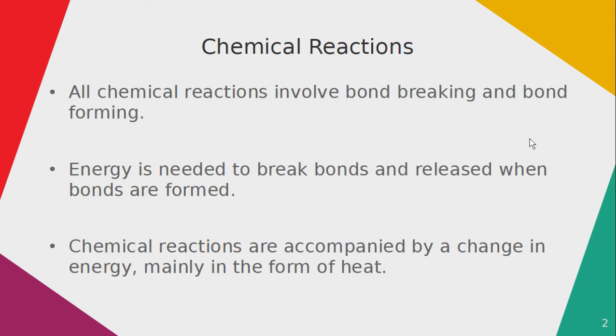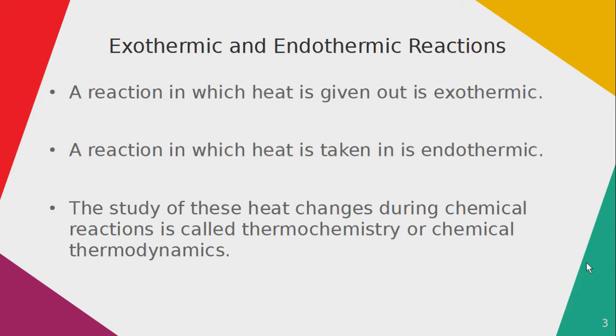So this is looking at chemical reactions, and basically what a chemical reaction is, is breaking bonds and forming new bonds to make new substances. In order to do this, energy is needed to break the bonds, and energy is released when bonds are formed. So breaking bonds requires energy, and when bonds are formed, energy is released from them. So this means that there's a change in energy that goes with every chemical reaction, and it's mainly in the form of heat, and that's what we're going to be looking at in this chapter.